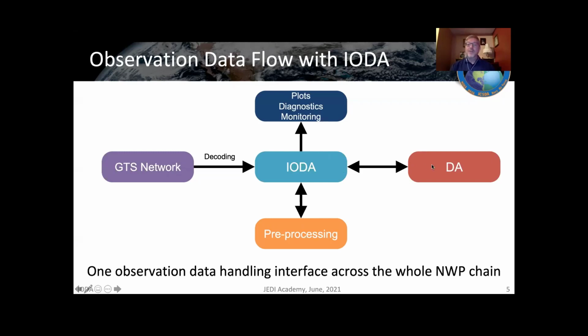interfaces are the same to pull data into a DA flow and then do pre-processing like thinning and super obbing before the flow. And then post flow, you can do the plots and diagnostics and monitoring during the flow, and it's all the same interface and file instead of having to convert between all these different pieces.